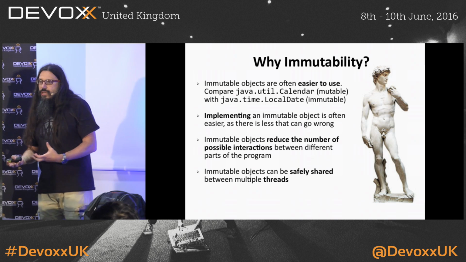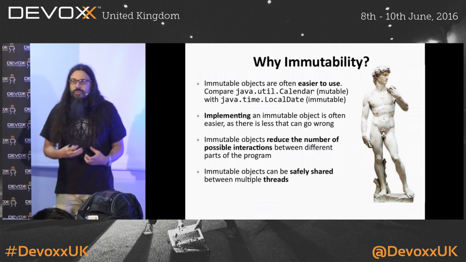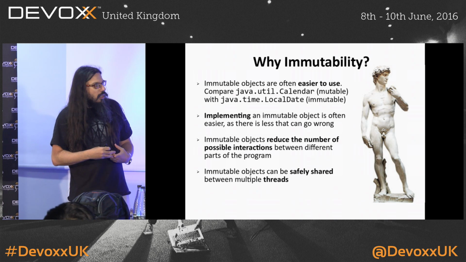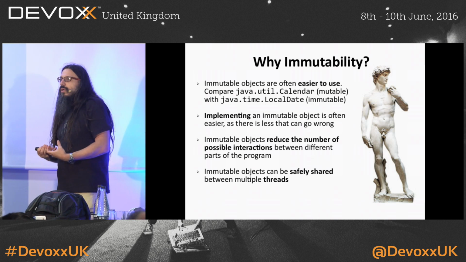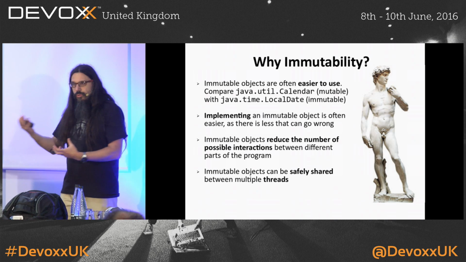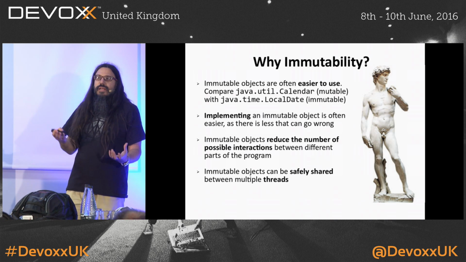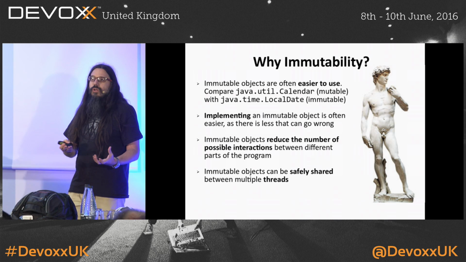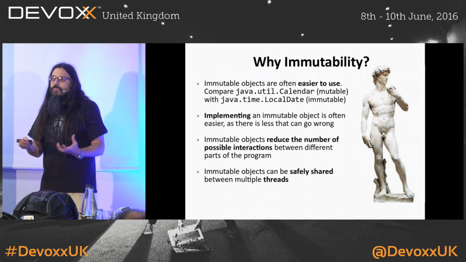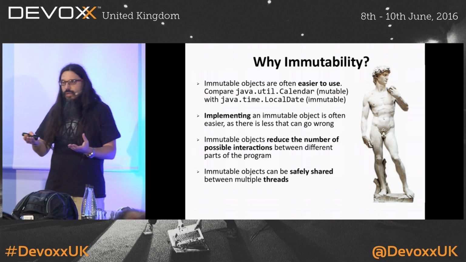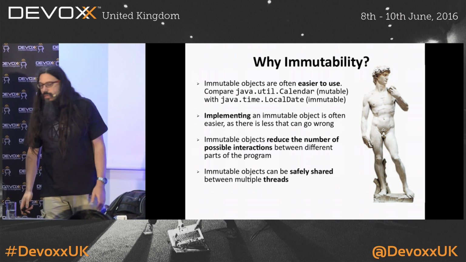And of course, it's easier to design immutable objects. And the other very important thing in the multi-core processor era is that they are inherently thread safe. If an object is immutable, there cannot be multiple threads concurrently mutating its state. So they are inherently thread safe.